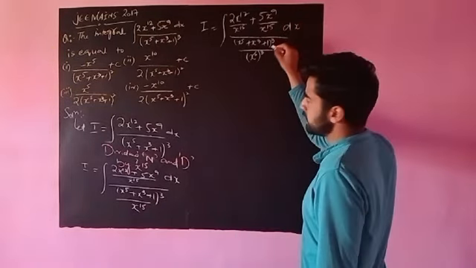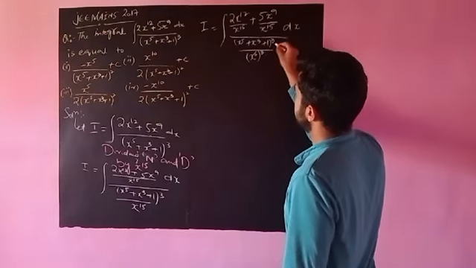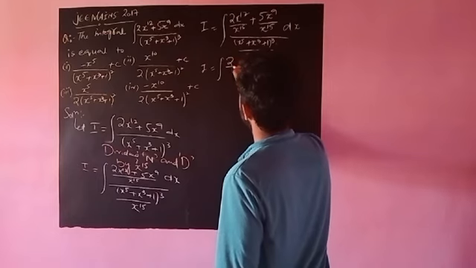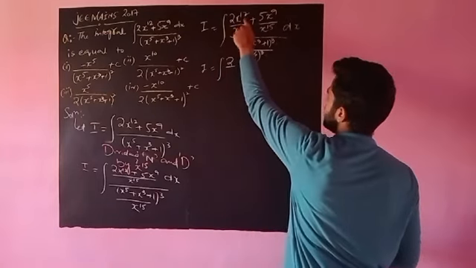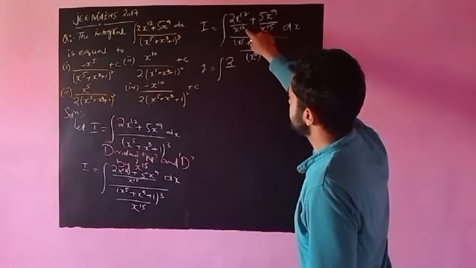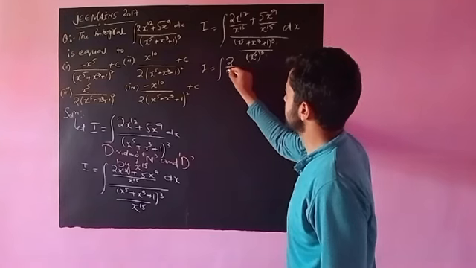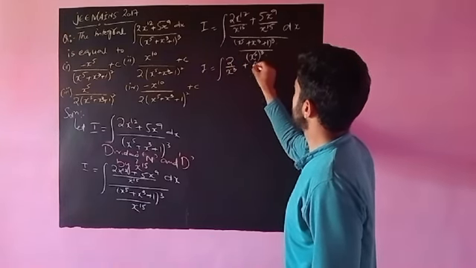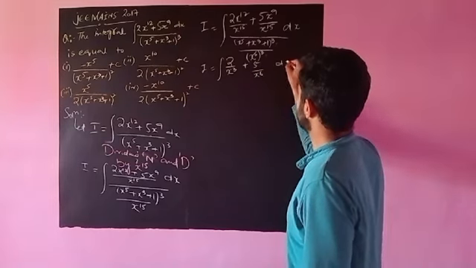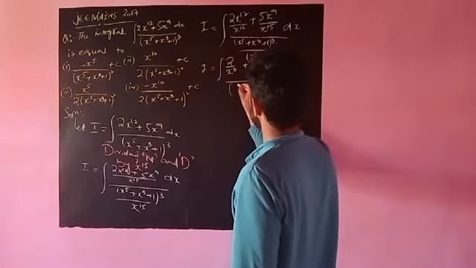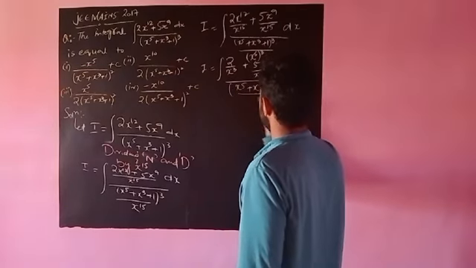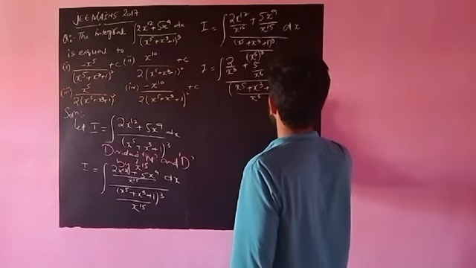Here the bases are the same, so we will write the same base with powers. I is equal to 2 upon x^15 and x^12. When this x^12 goes into the numerator, it is x^3. Here it is x^3 plus 5 upon x^6 into dx upon, here we write (x^5 + x^3 + 1) divided by x^5, whole cube.